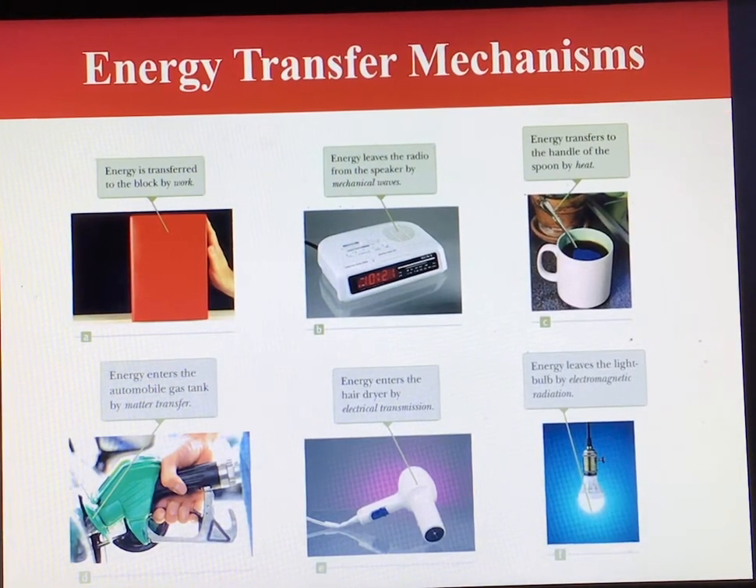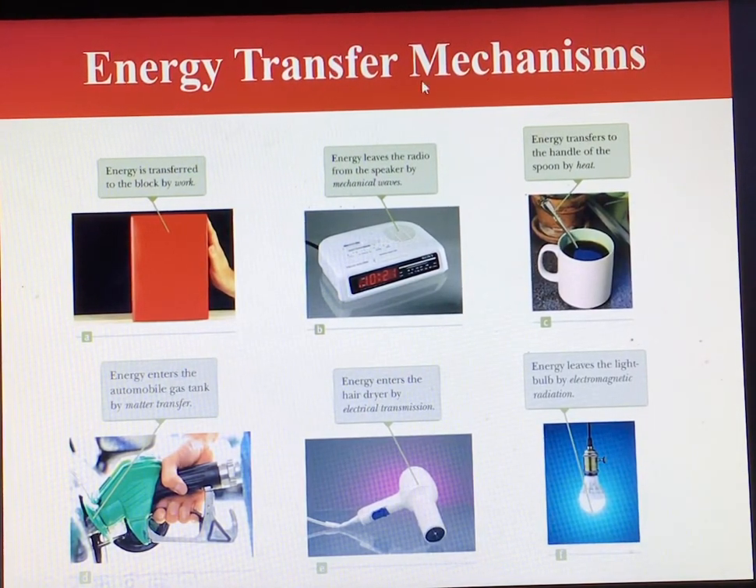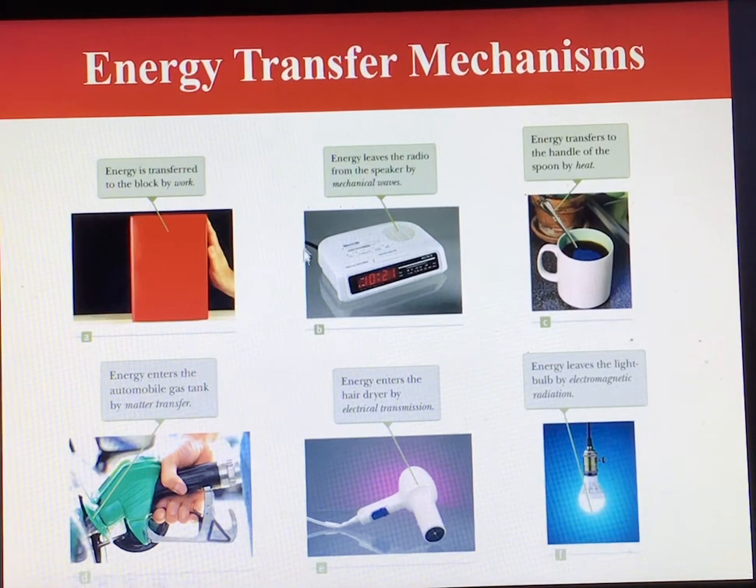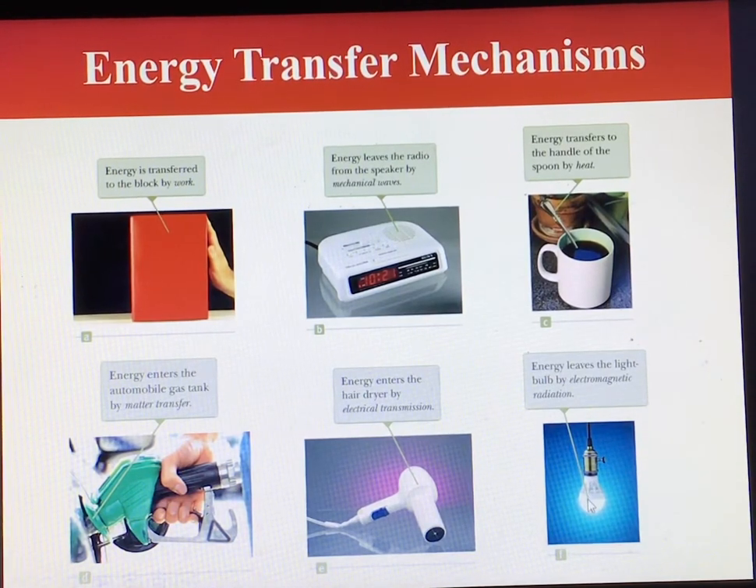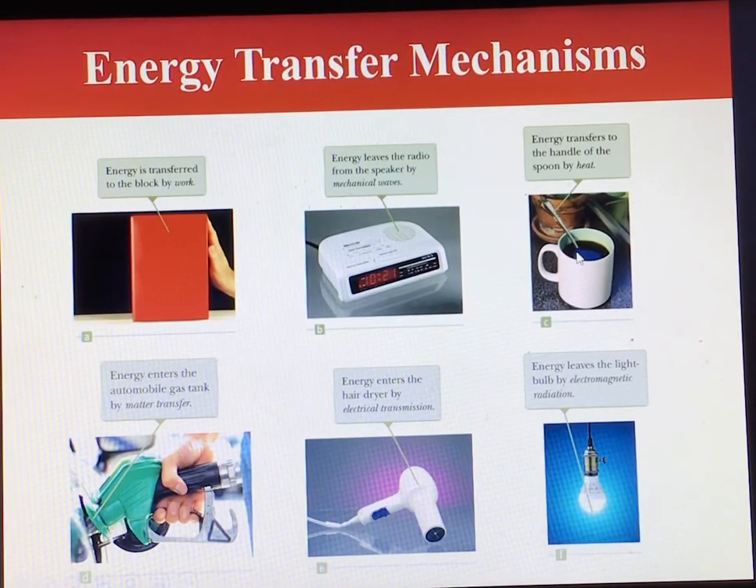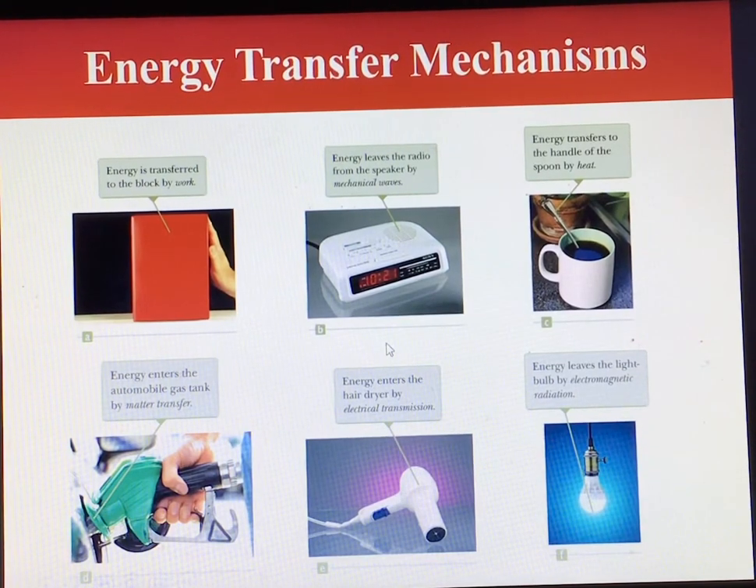What you see in this picture are different examples of energy transfer mechanisms. Again, this is showing you that energy can be converted from one form to another. For example, electrical current comes here, and then the light bulb uses that energy to produce light, and it also generates heat as well. Or if you look at the cup of coffee, some of the energy can be transferred to the spoon, and this process is called conduction. These are different examples of how energy can be transferred from one system to another.